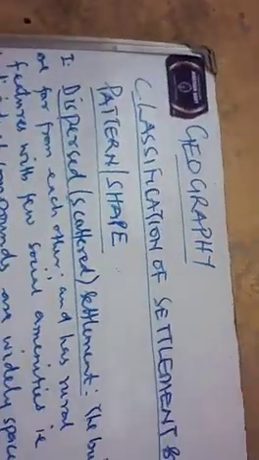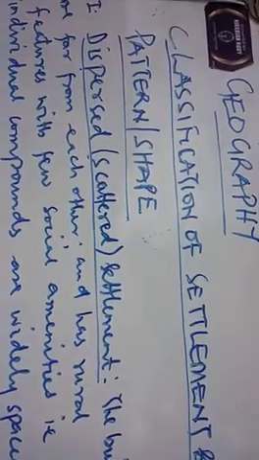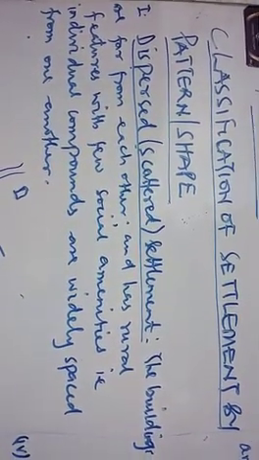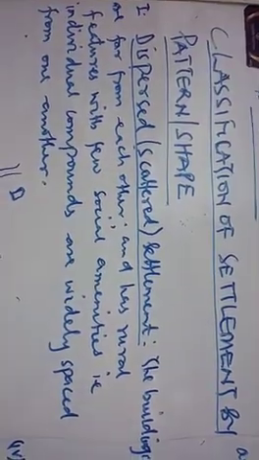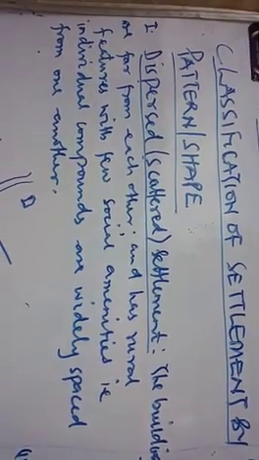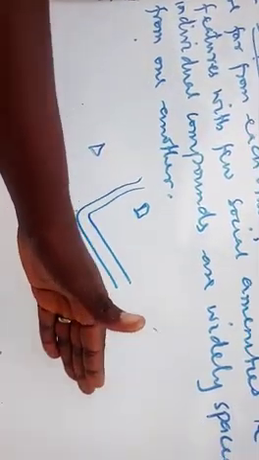By pattern, we have four types of settlements. One is dispersed settlements. It can also be called scattered settlements. The buildings are far from each other and have rural features with few social amenities. That is, individual compounds are widely spaced from one another. With the diagram, you can know what we are talking about. A building is here, the next one is there, the next one, and they can easily be attacked by people without each other knowing what is happening.